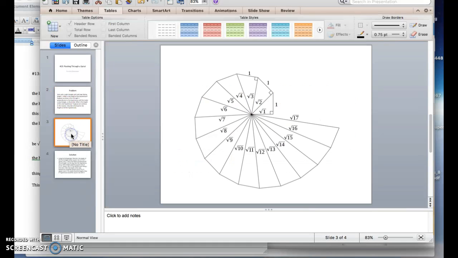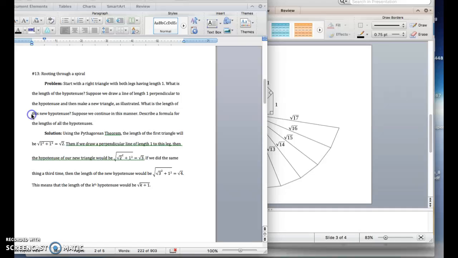And so I like to think of this picture right here because it basically shows what's going on. You see that first triangle is 1 by 1, so you get square root 2, and then square root 2 by 1, so you get square root 3, and so on. I think it's pretty clear what the pattern is. So I'm going to jump back to my Word because my PowerPoint was being really dumb.